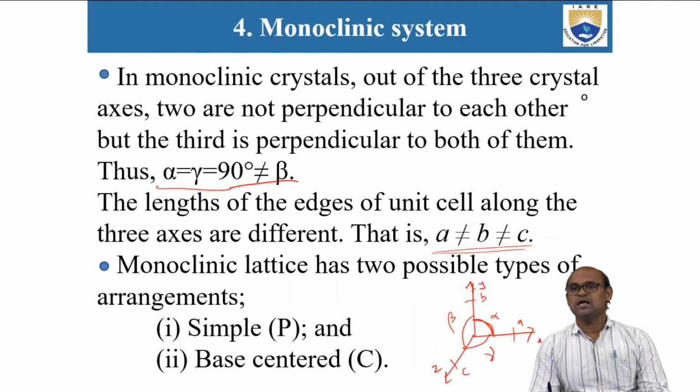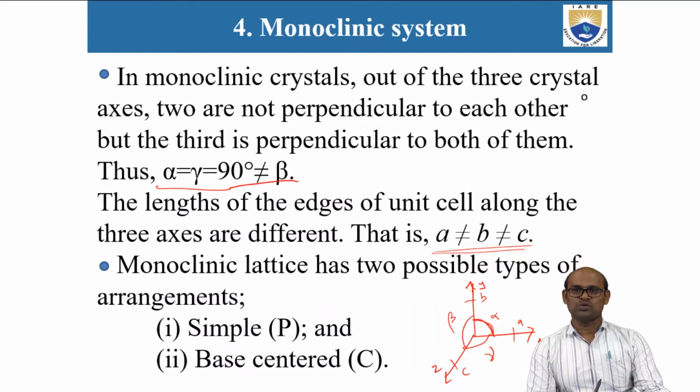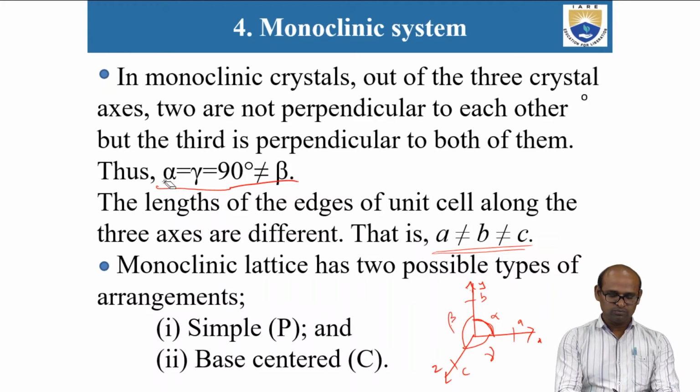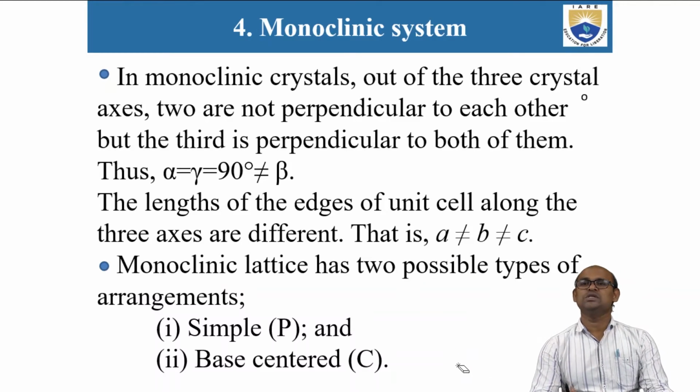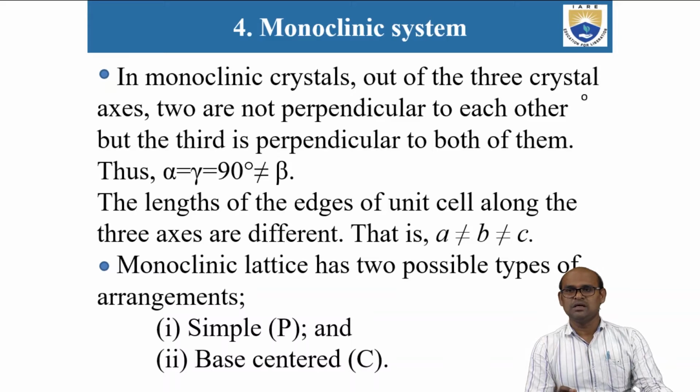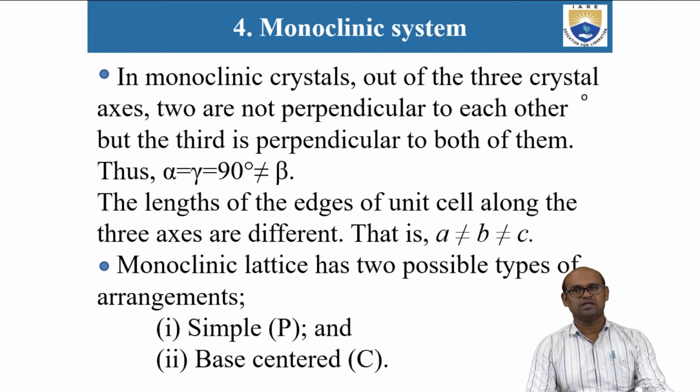The monoclinic crystal system or lattice has 2 possible types of arrangements. I am saying crystal system and lattice because we use Bravais lattices to construct a crystal system, so whether I say crystal system or lattice here, it is fine. It is easy to understand. I am using 14 different types of lattices to discuss 7 crystal systems, and the 14 types are the simple, body centered, base centered, and face centered lattices.